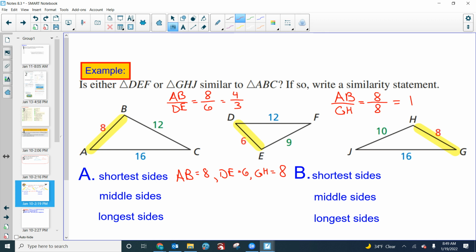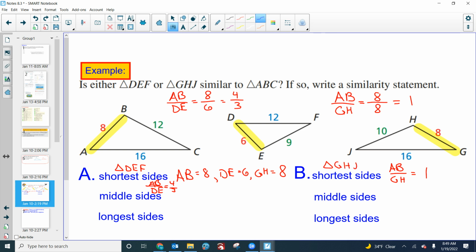So I guess we'll call this part B. We've already listed out the side lengths, so AB to GH was 1. Here, AB to DE was 4/3. So if you're separating these, part A, we're seeing if triangle ABC is similar to triangle DEF. Part B, we're seeing if it's similar to triangle GHJ.